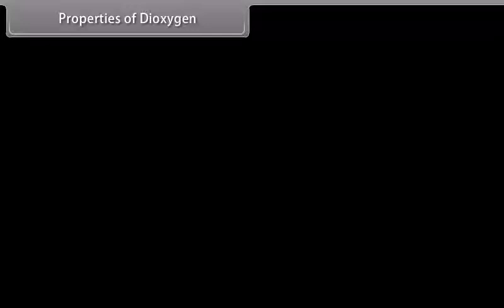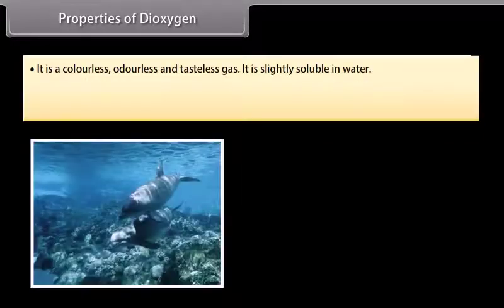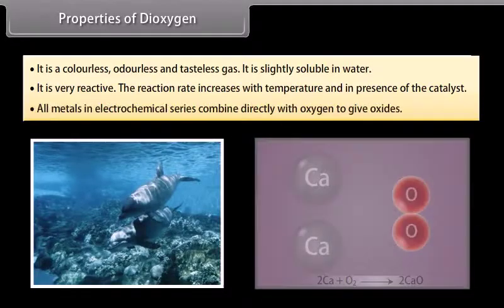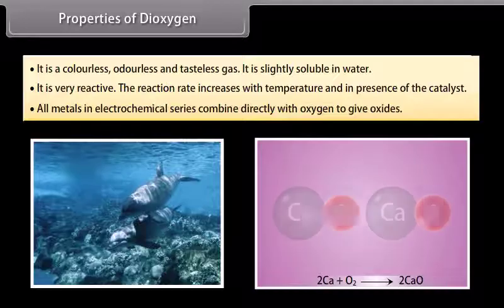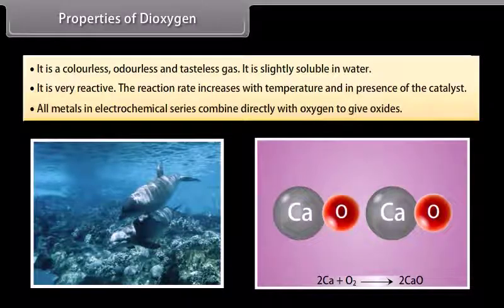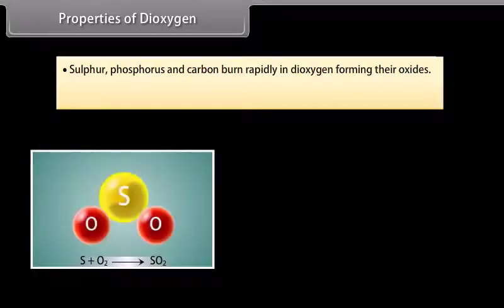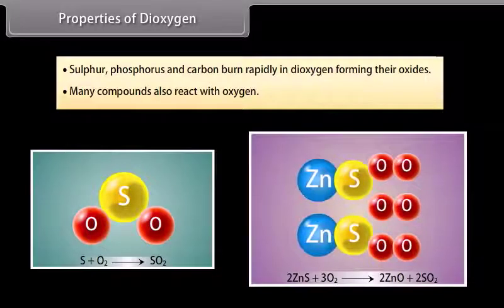Properties of dioxygen. It is a colorless, odorless and tasteless gas. It is slightly soluble in water, which gives vital support to marine and aquatic life. It is very reactive. The reaction rate increases with temperature and in presence of a catalyst. All metals in the electrochemical series combine directly with oxygen to give oxides. Sulfur, phosphorus and carbon burn rapidly in dioxygen, forming their oxides. Many compounds also react with oxygen.